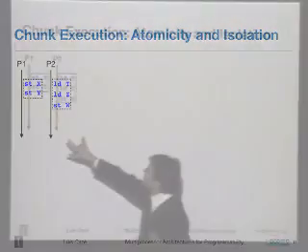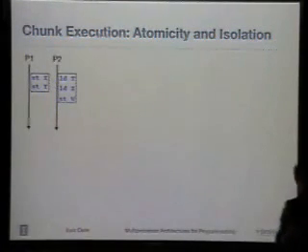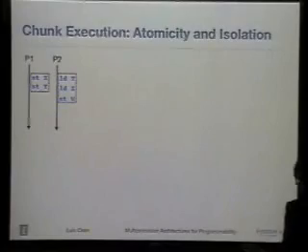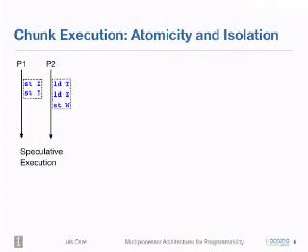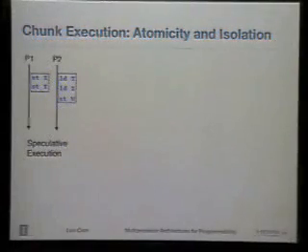So imagine that we have 2 processors here, and each one of them is executing these chunks. We don't actually stop the whole machine and allow only one processor to execute a chunk at a time, because that would restrict performance too much. So we actually allow processors to execute chunks simultaneously by using speculative execution. So let's see how we preserve atomicity.